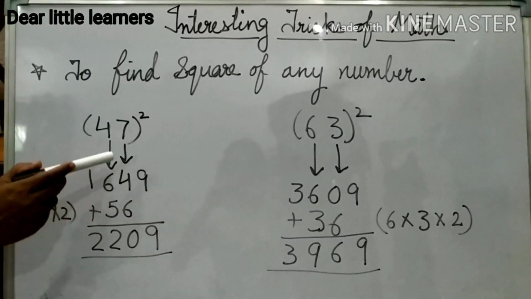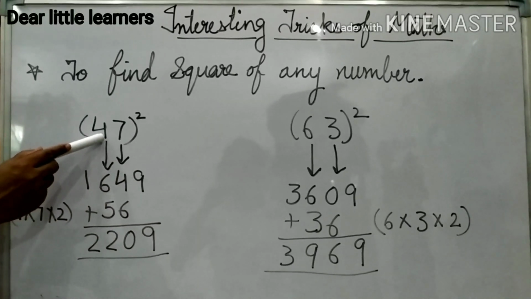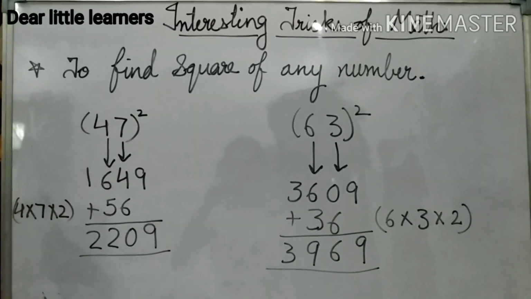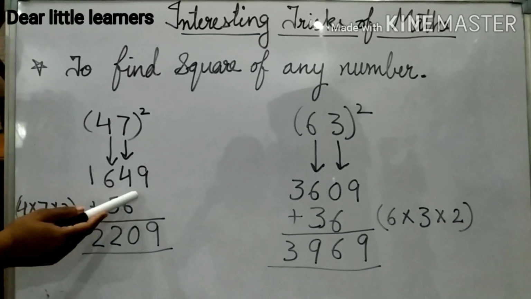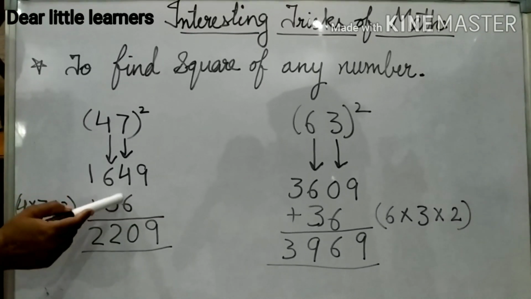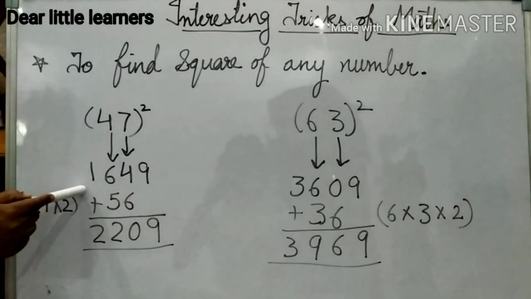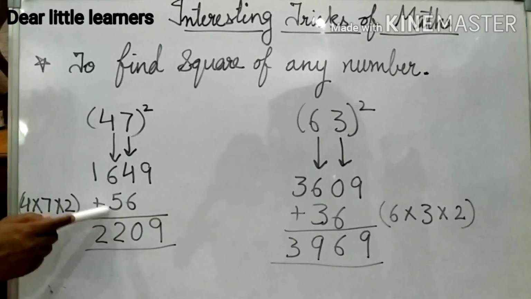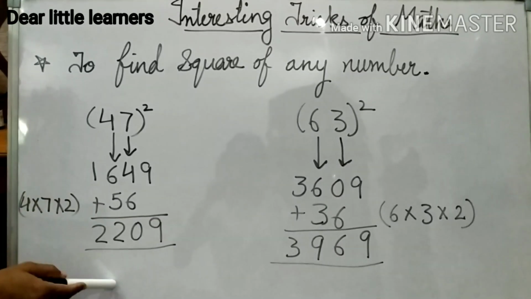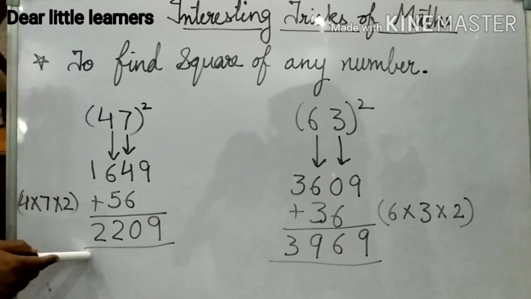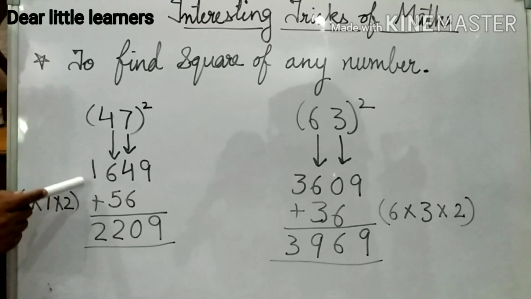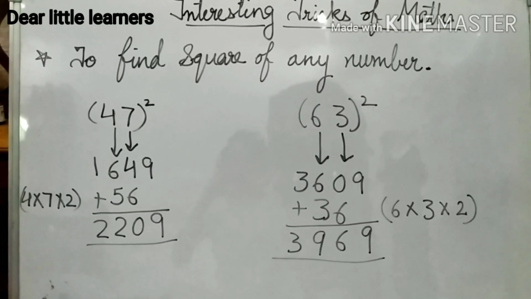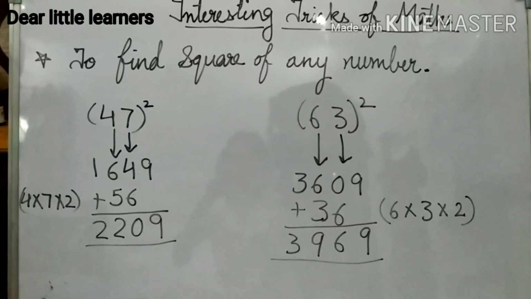The second step is that we have to multiply 4 by 7 by 2. So 4 times 7 is 28, and 28 times 2 is 56. That 56 we have to write below these two numbers, not here, not here. Okay, by leaving the ones place we will write 56. And then these answers we will add. And 2209 we have got after adding these two numbers, and this is the square of 47. So see, this is also very simply you can find.